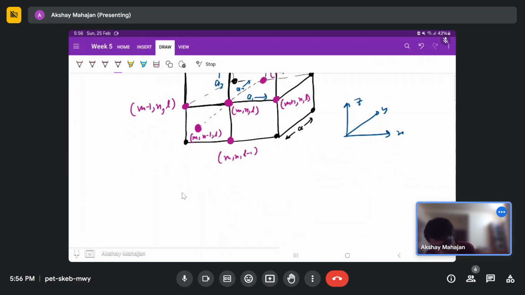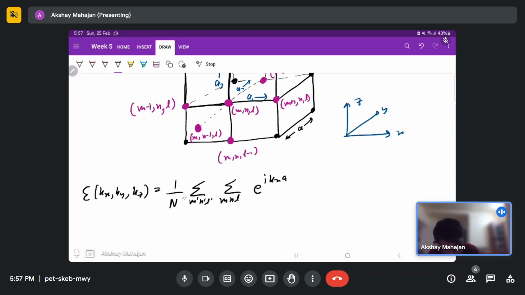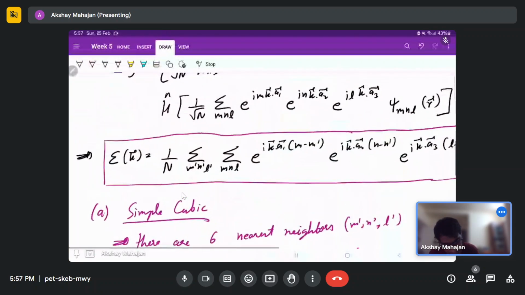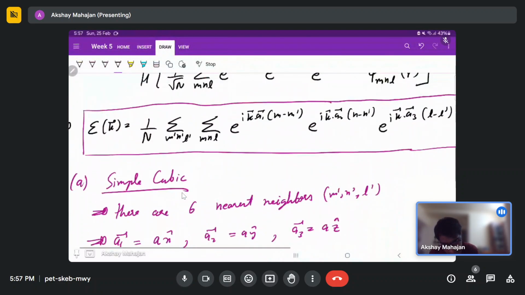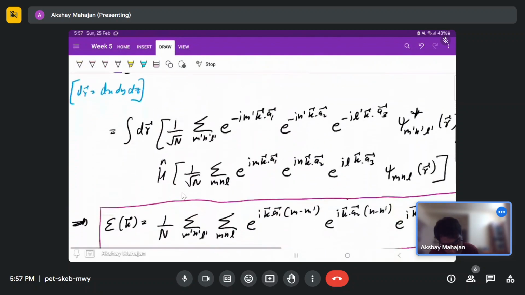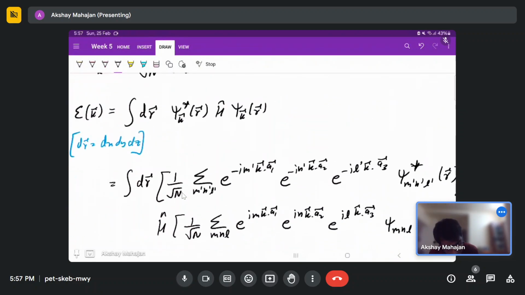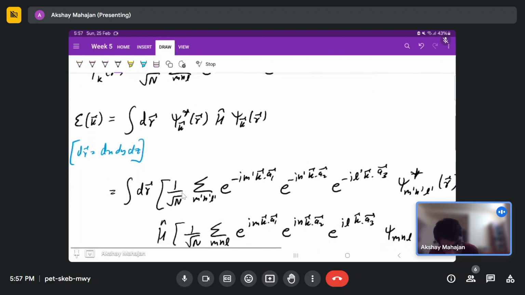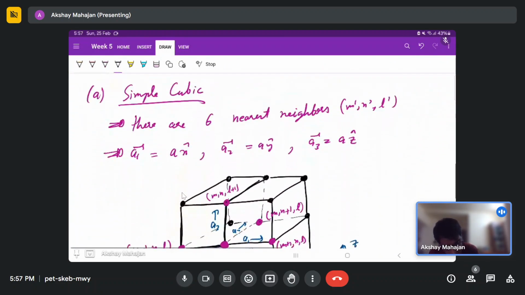So our dispersion relation now, I can write it as 1 by N, summation over m prime, n prime, l prime, summation over m, n and l, e to the power iota k times the position. I am just using this formula. The k vector will just be kx times x cap plus ky times y cap plus kz times z cap, and e1 vector, e2 vector, e3 vector are these.